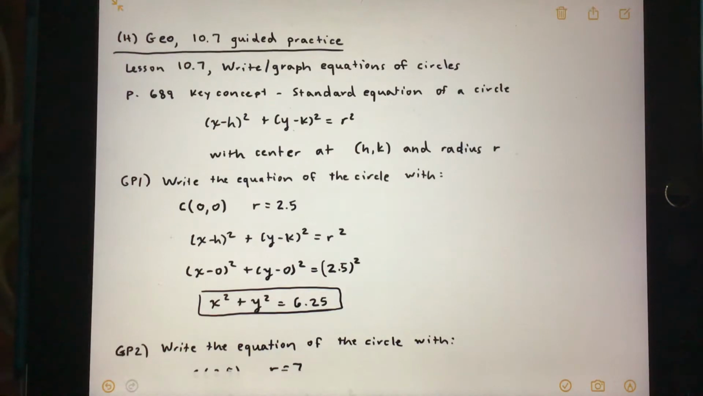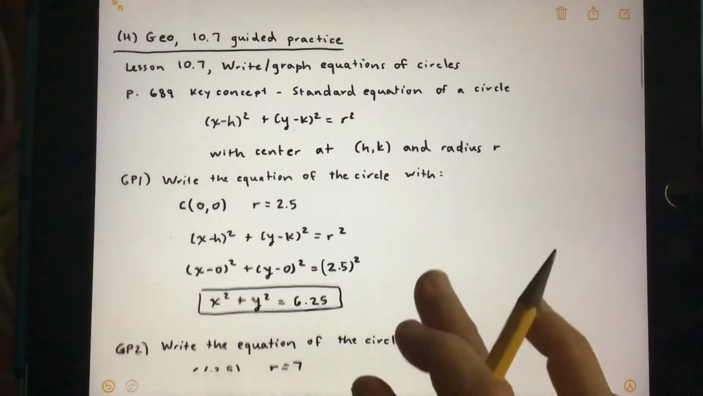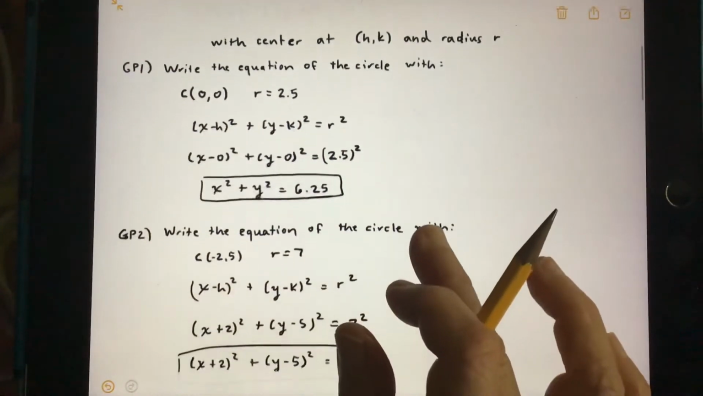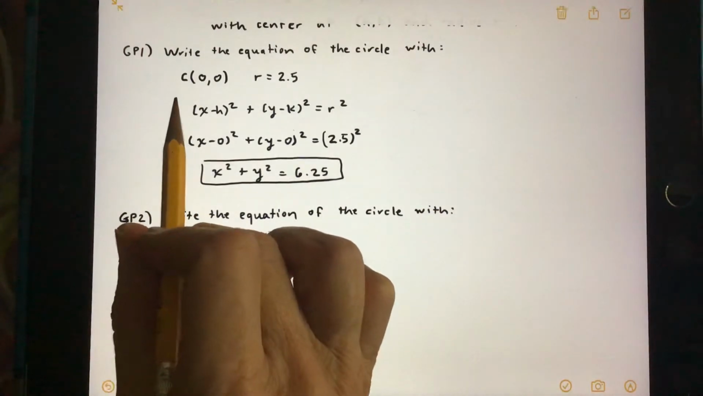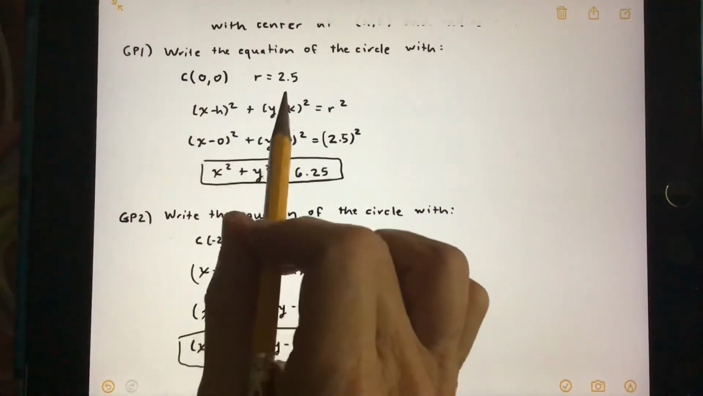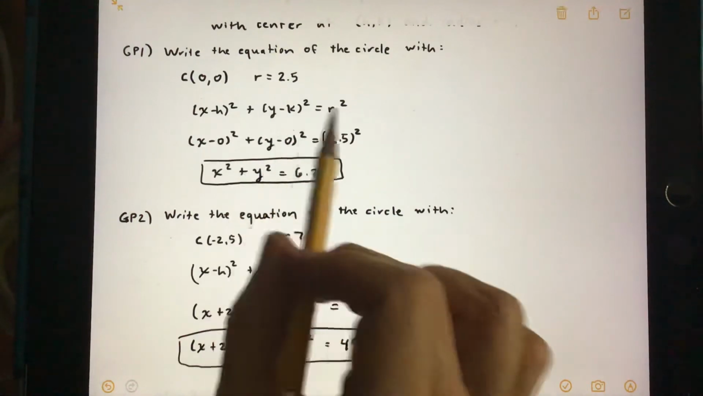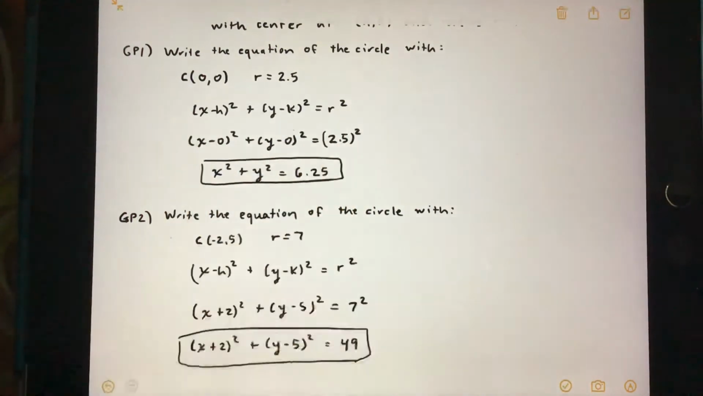All right, so our first step is just getting that equation in general form written on our paper. It's also on your theorem sheets already. First guided practice problem is to write the equation of the circle with a center, so C designates center, at the origin, (0, 0), and a radius of 2.5. So here's our general form of our equation. We're going to plug in the numbers for h, k, and r, simplify, and then we'll have our equation written.